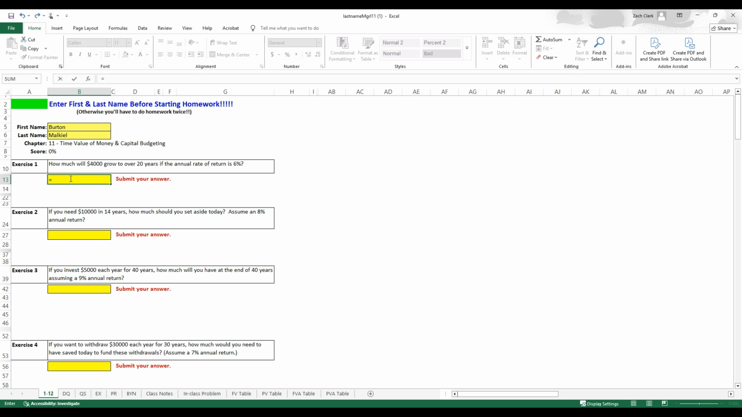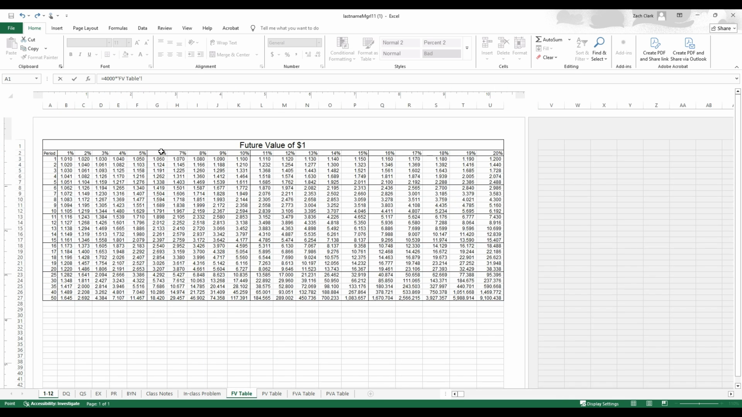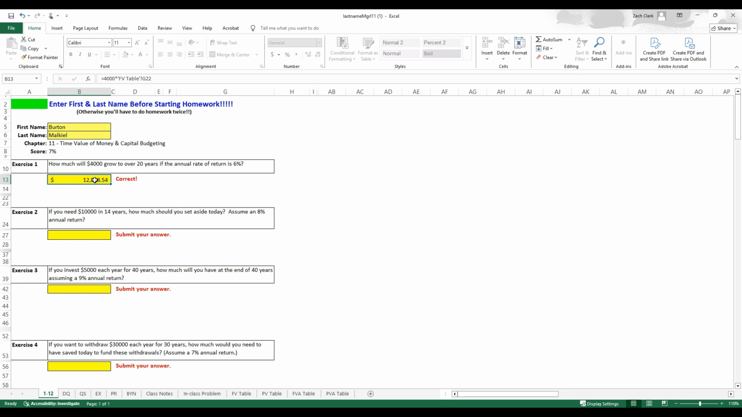Okay, exercise number 1 asks, how much will $4,000 grow to over 20 years if the annual rate of return is 6%? So what we're basically saying is we have one lump sum amount, it's going to grow at 6%. And so what we want to find out is the future value of that $4,000. So we can just put in 4,000, and we're going to go to our future value table with 20 years and 6% as our guides here. So 6%, and then go down to the 20-year mark. Click enter. That's all you got to do.